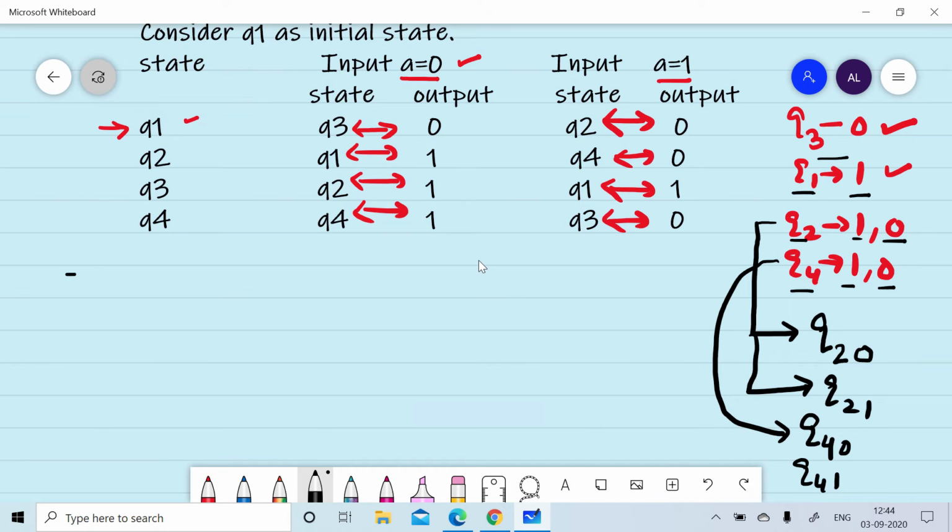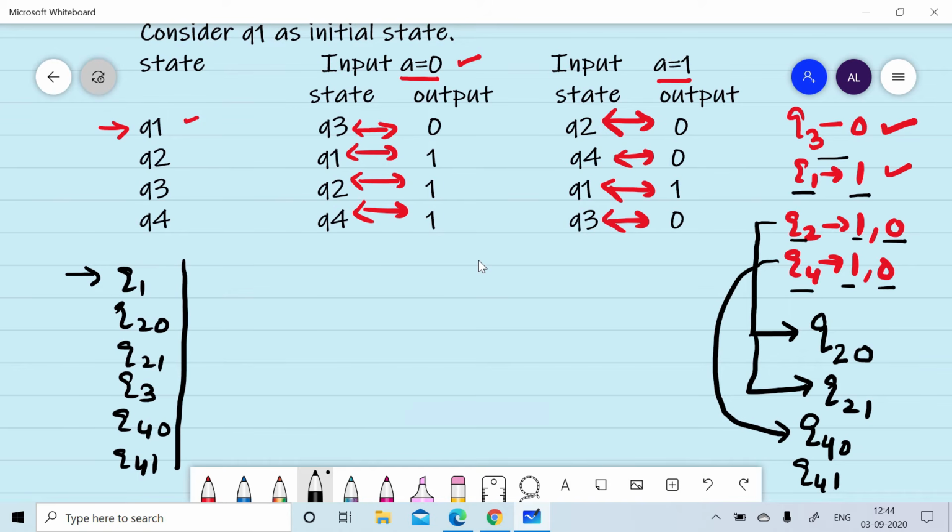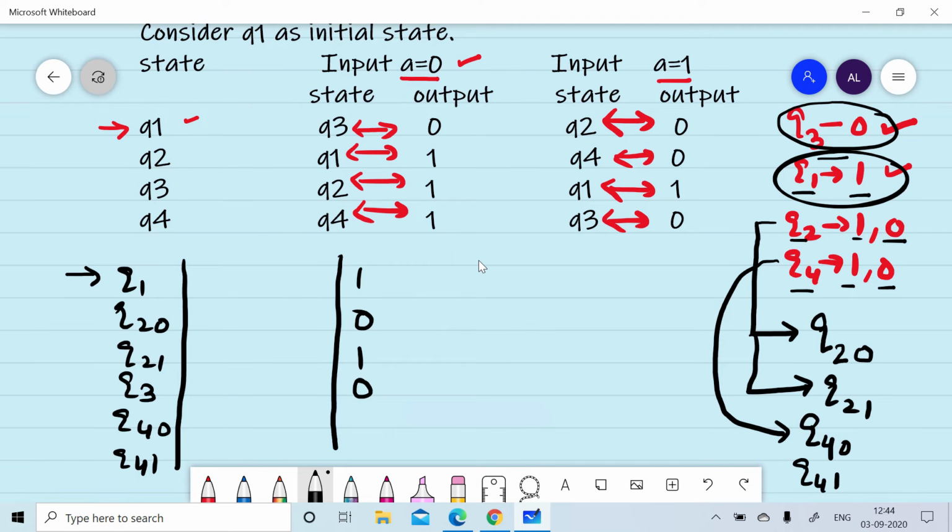So our Moore machine will look like Q1, Q2 0 with 0 output, Q2 1, Q3, Q4 0, Q4 1. So we can directly write down the output associated with these. With Q1, we have 1 output. With Q2 0, 0 output is associated. With Q2 1, 1 output is associated. With Q3, 0 output is associated. With Q4 0, 0 output is associated. With Q4 1, 1 output is associated.